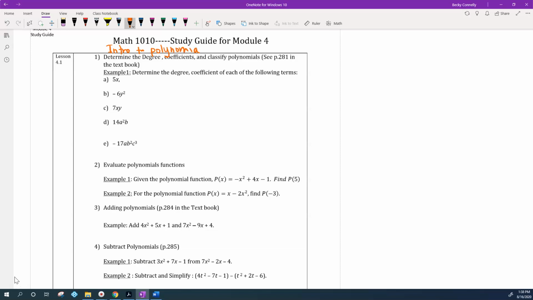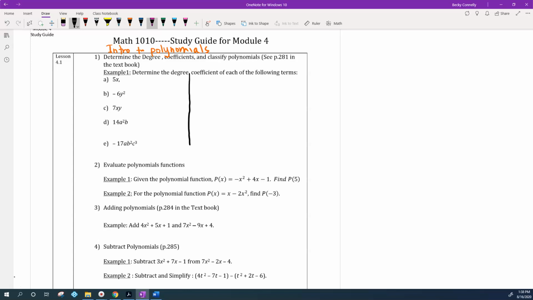And when we talk about polynomials in 4.1, we talked about the terms of it. Remember, terms are separated by add and subtract signs, and we talked about the degree and the coefficient. And so on number 1, we're going to identify the degree and the coefficient on each of these terms, right? So this is just one term.